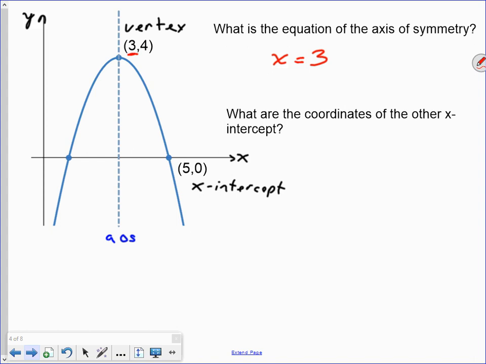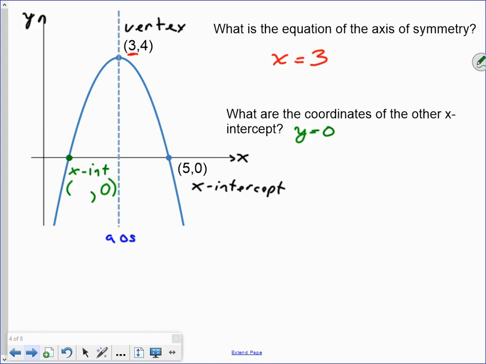What are the coordinates of the other x-intercept? Well, our other x-intercept is going to be this point over here. We know that it is symmetric with our first x-intercept. Let's say this is an x-intercept. We know that symmetric points both have to have the same y value. So that's going to have a y value of 0. We knew it had to have a y value of 0 anyways because it's an x-intercept and y is always equal to 0 for an x-intercept.